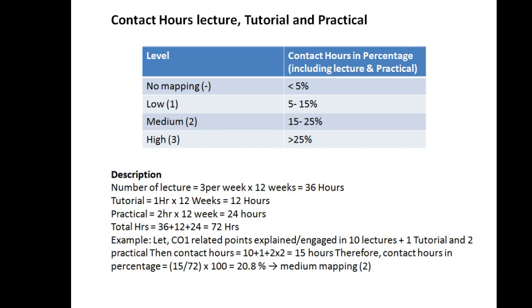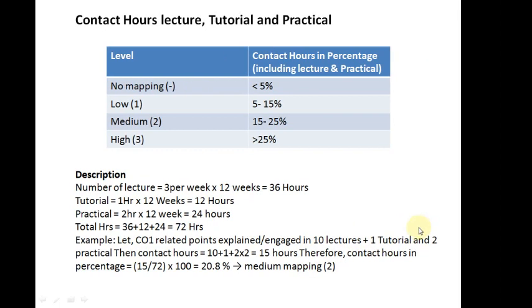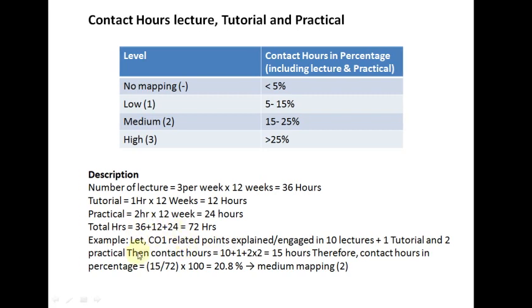Okay, then finally, the total hours to complete that particular course equals 36 hours for lecture, 12 hours for tutorial and 24 for practical, and finally we get 72 hours. Example, CO1, whose course outcome statement was already explained in the previous slide, is engaged in 10 lectures, 1 tutorial and 2 practicals. Then finally it gives 15 hours. So 15 hours is what we are going to take to complete that particular CO1.